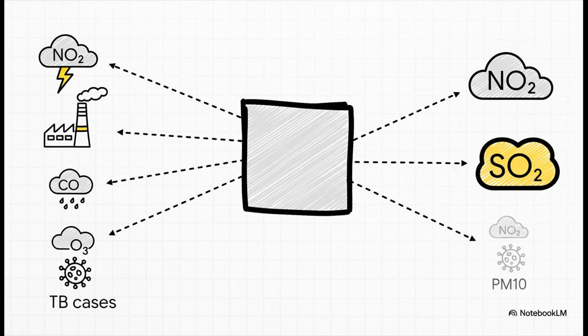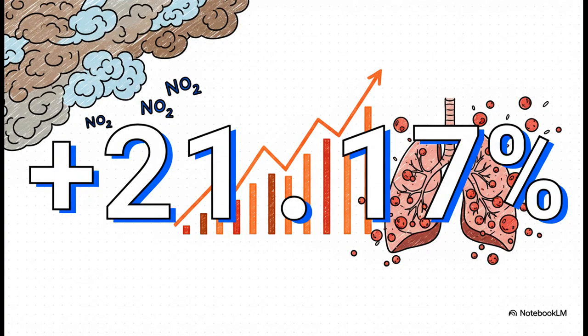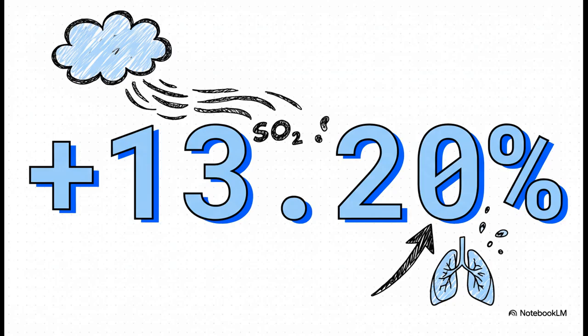And it turned out, while all 5 pollutants were part of the problem, 2 of them were the real villains of the story. First up, the biggest offender, nitrogen dioxide, or NO2. Now get this. The model showed that for every tiny increase in NO2, we're talking just 1 microgram per cubic meter, the risk of contracting tuberculosis jumped by a staggering 21.17%. That is a massive effect. And the second biggest culprit was sulfur dioxide, or SO2. Same story here. A similar tiny increase in this pollutant was linked to a 13.20% rise in TB risk. So for the very first time, researchers had a clear, quantifiable link showing exactly how the city's air was making its people sick.